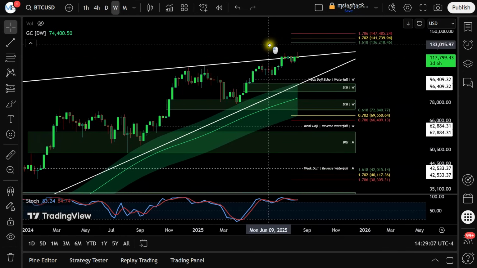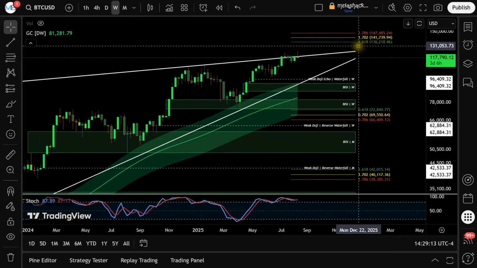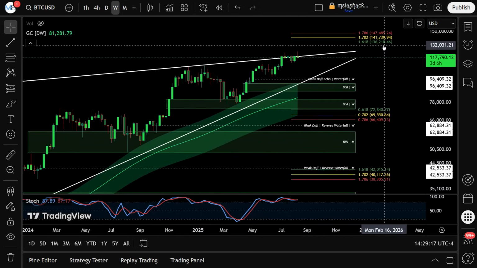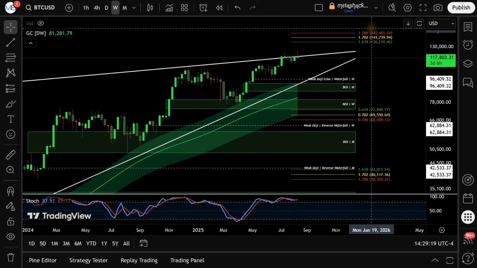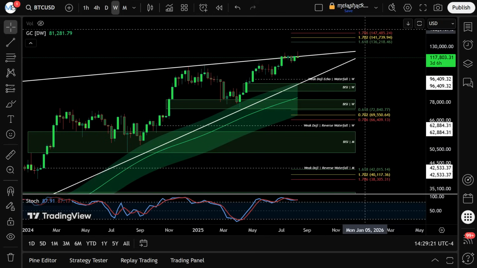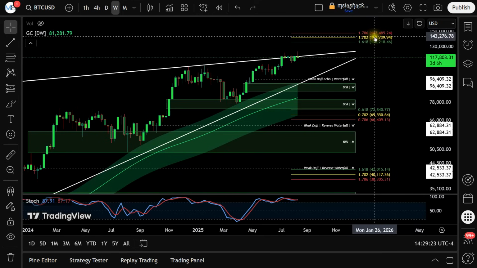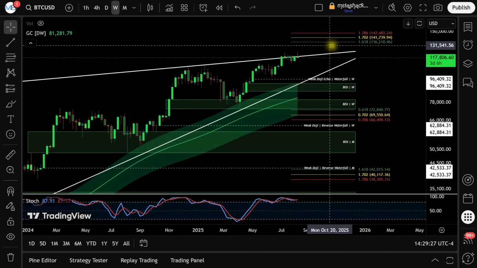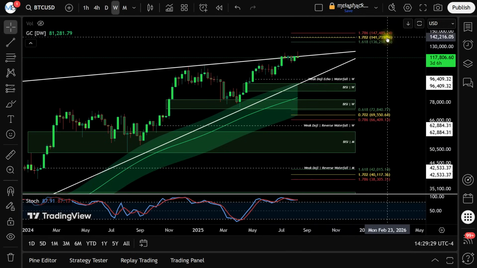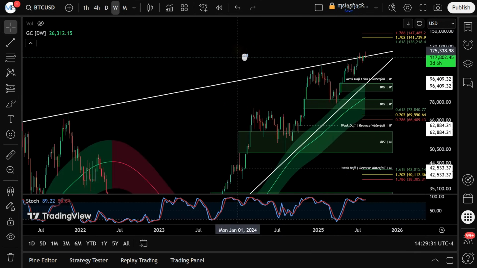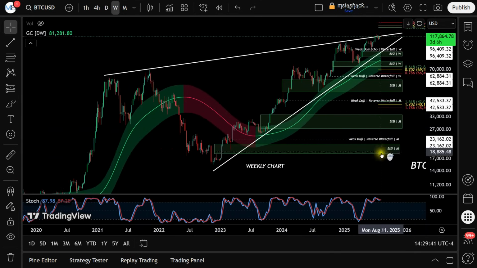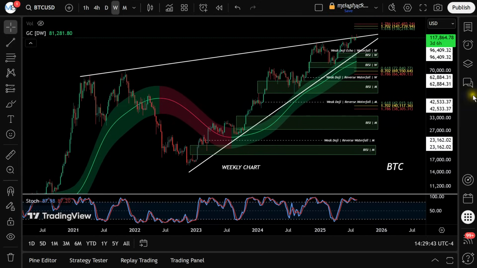We do have these upper Fibonacci levels with the 1.618 at about 136,218 all the way up to the 1.786 at about 147,485. I still think it's very likely that we're going to see these levels hit, but at the same time, this rising wedge is very concerning to me because this is a bearish chart pattern.